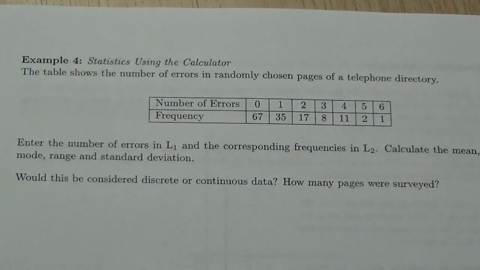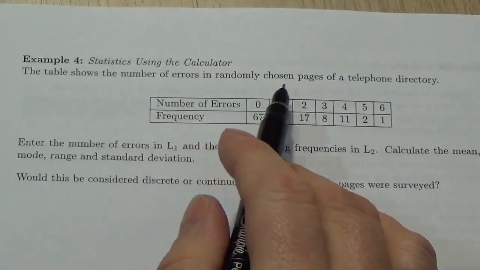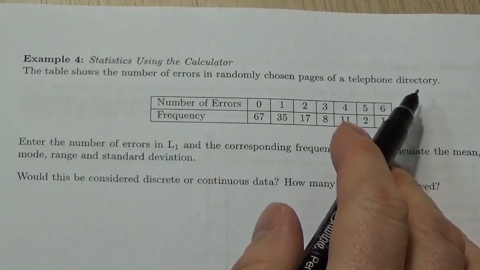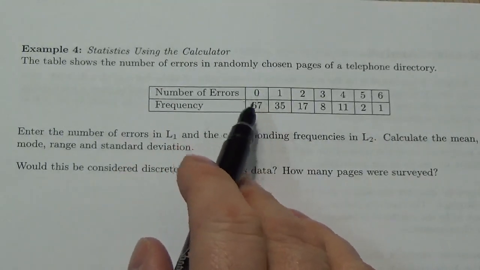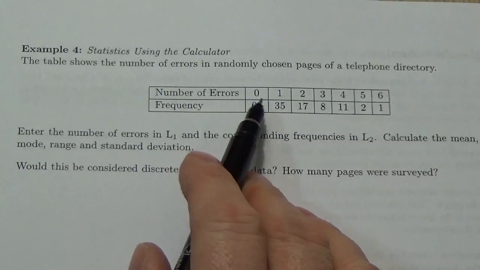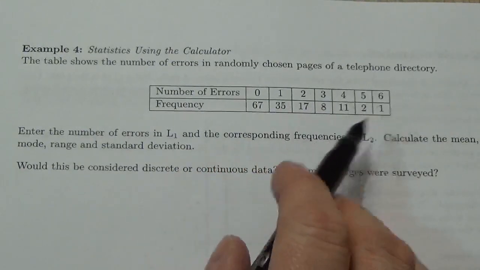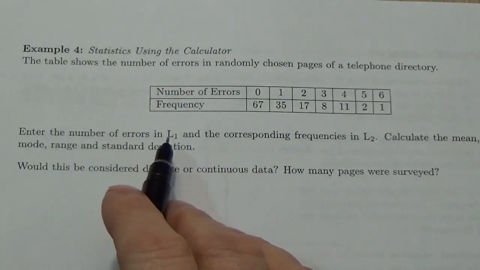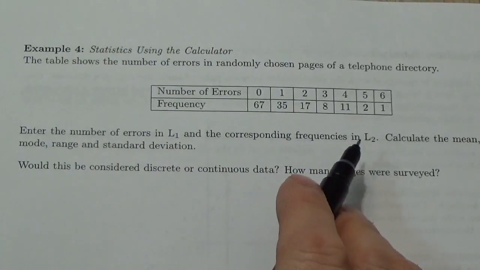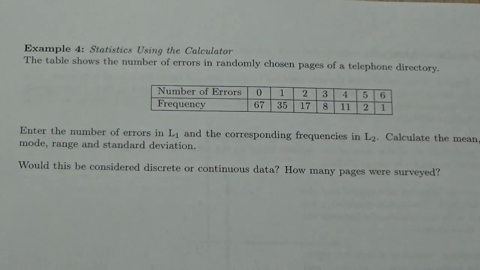Okay, everybody, let's take a look at this next question. It says, the table shows the number of errors in randomly chosen pages of a telephone directory. So there were, it looks like, 67 pages where there were no errors, 35 pages where there's 1 error, and so on. You can read that out and follow along here. Enter the number of errors in list 1 and the corresponding frequencies in list 2. Then we're going to calculate the mean, median, mode, range, standard deviation. We've got a lot going on there.